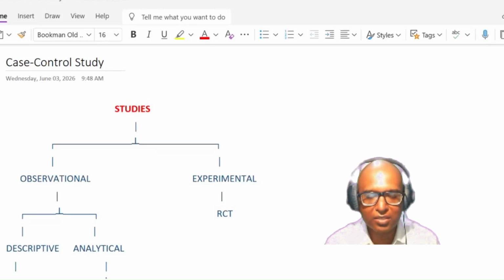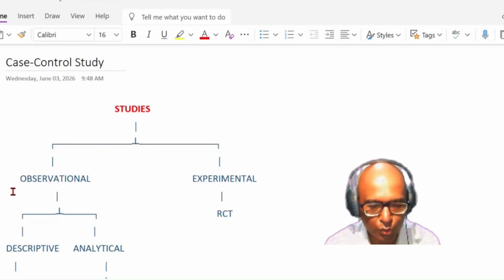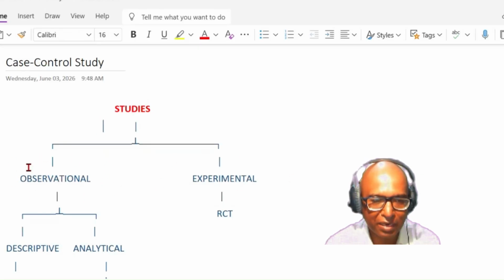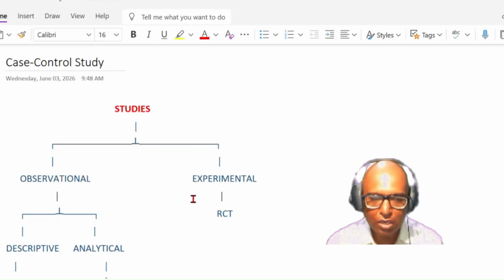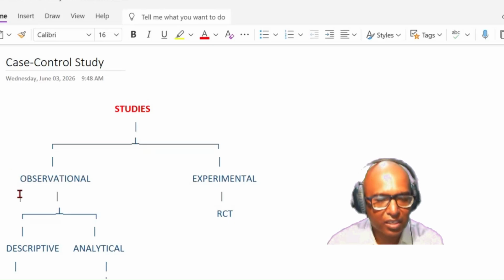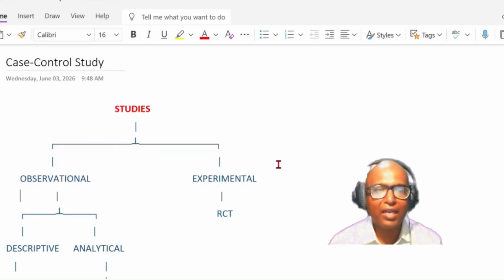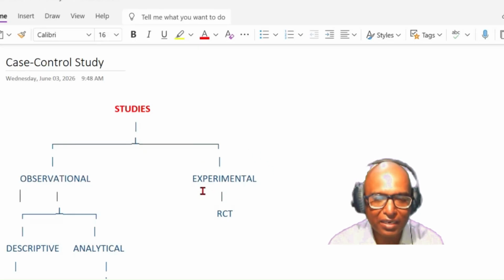So how have we divided the studies? The studies are divided into two. One is observational, the second is experimental. It depends on the investigator assigning the intervention. In an observational study, the investigator does not assign any intervention to any of the groups, and the exposure is happening naturally, while here the exposure or the assignment is done by the researcher. So that fits into the experimental category, while in observational the exposure is happening naturally. The researcher is only observing it.